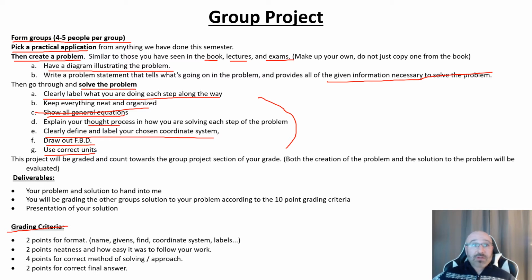So this project is going to be graded and count towards the group project part of your grade. I'll give you the breakdown of how the percentages of each portion of the project are going to contribute to that final weight of the grade.